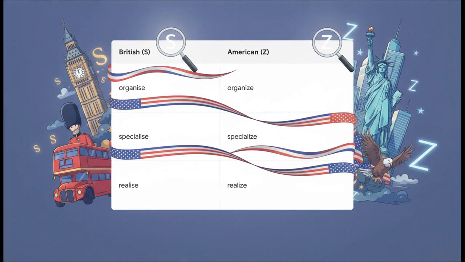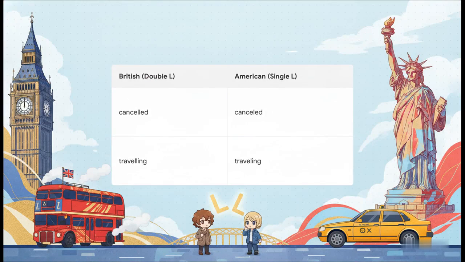Notice the strict British preference for the letter S in common verbs. In the UK, it's organise, specialise, realise, all spelled with an S. But in American English, those exact same words are spelled with a Z. Organize, specialize, realize.